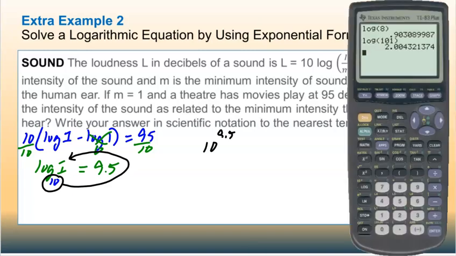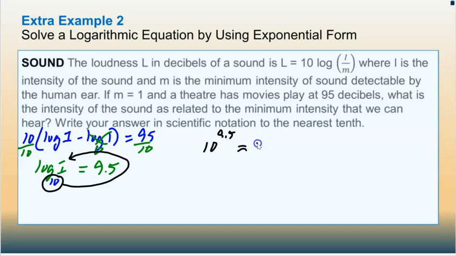So at 10 to the 9.5, we grab our calculator. We have 10 raised to the 9.5 power. That gives us a really large number. So this would be 3,162,277,660. If we're going to round it to the nearest tenth in scientific notation, this will be 3.2 times 10 to the 9th.